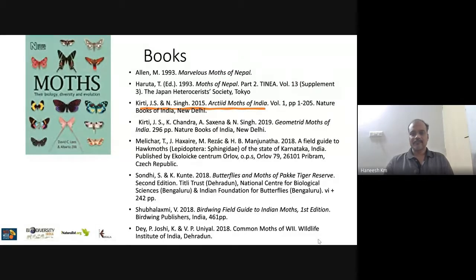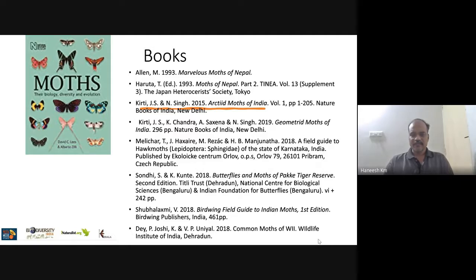Okay, then in 2015 there was the book by Kriti and Singh, on the Arctiid Moths of India. Okay, and another book by the same team, the Geometrid Moths of India. So these are two good books. If you are interested in these families, you can try these books. They are available for buying online.